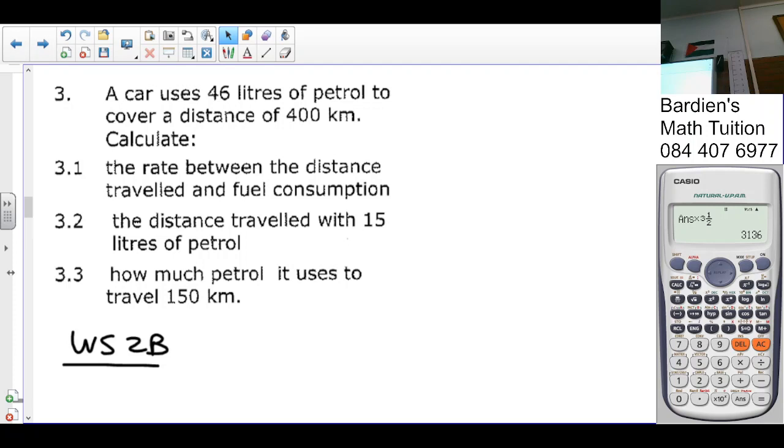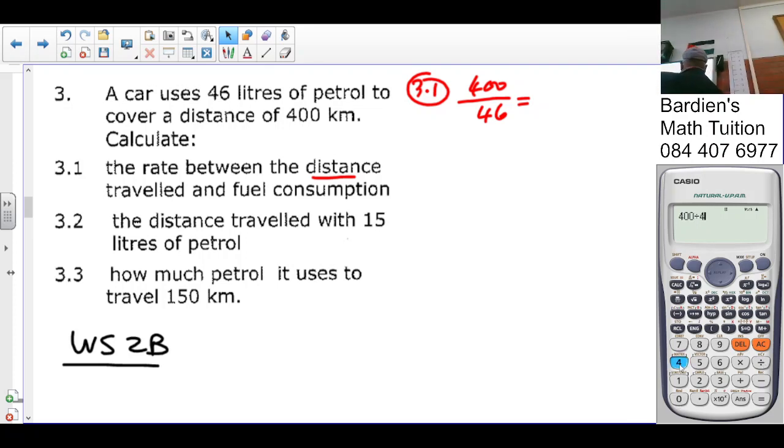The distance over fuel. The rate between the distance traveled and fuel consumption. So it's going to be 400. As you see, the distance is first, so I should put that on top. It's 400 over 46. As you can see, it's kilometers on top, and the capacity or the liters at the bottom.